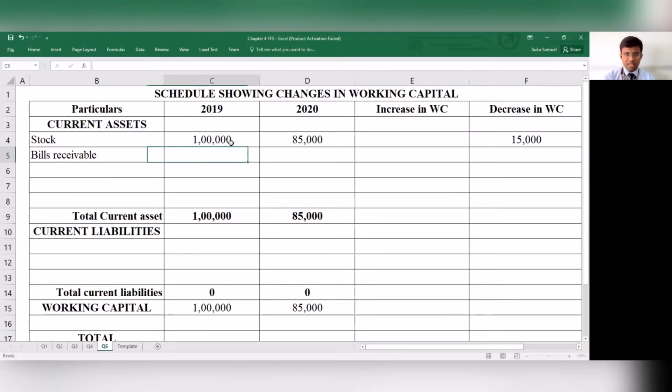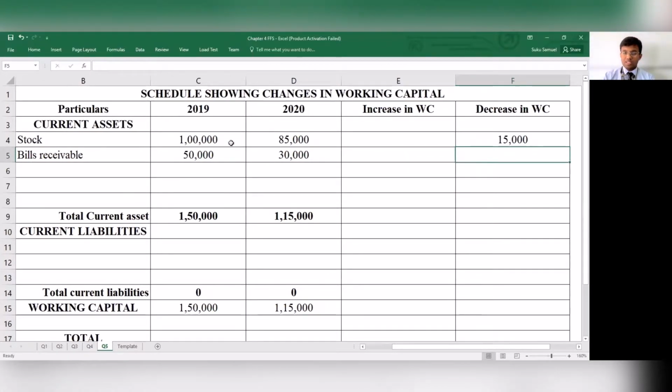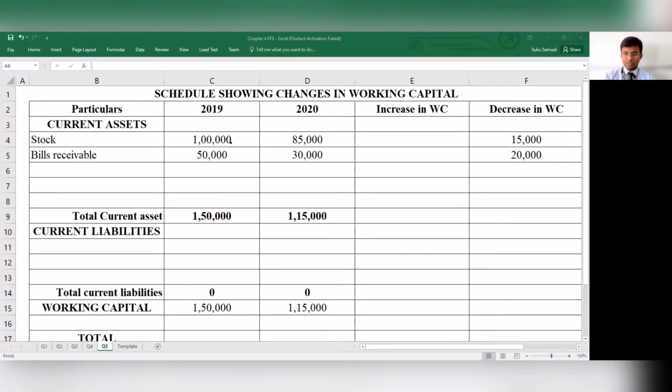Next is bills receivable, which is 50,000 and then 30,000. What has happened with bills receivable? It has reduced, so the reduction in bills receivable will cause a decrease in your working capital. Working capital will reduce by 20,000. Next is debtor. Debtor is 1,50,000 and 1,60,000. Notice that from 1,50,000, it has increased to 1,60,000. So there is an increase of 10,000.